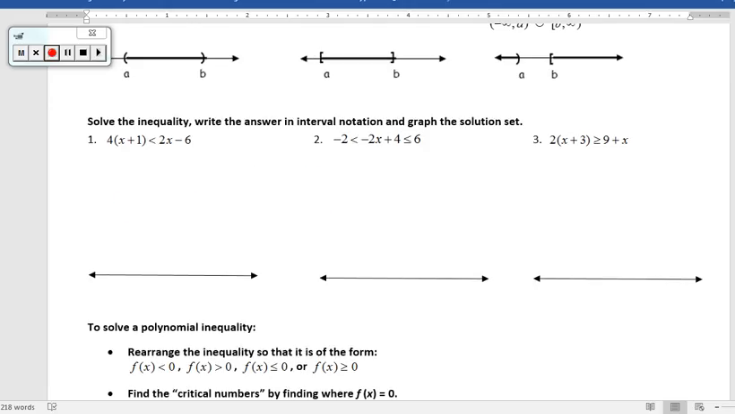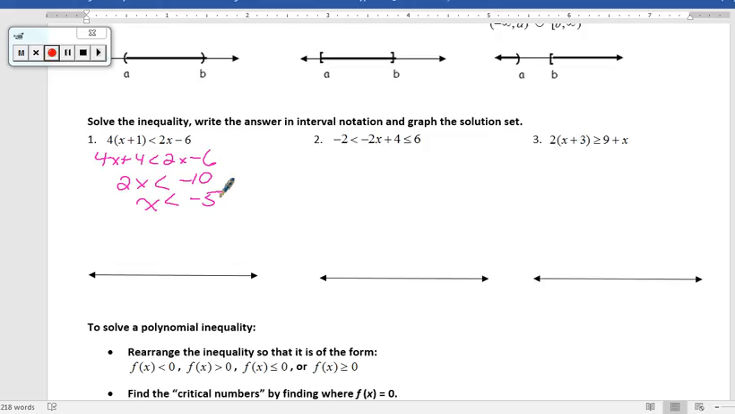So I'm looking to solve this first one here. I'm going to distribute. And then we're going to set everything up to solve. X is on one side, numbers on the other. So we'll have 2x here is going to be less than negative 10. Dividing by 2, we get x is less than negative 5.